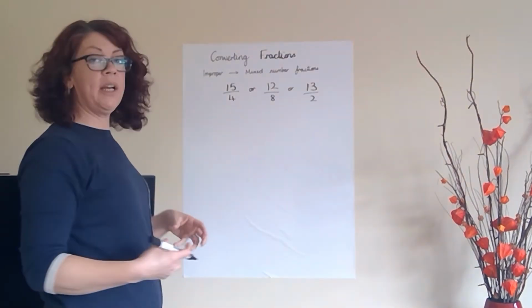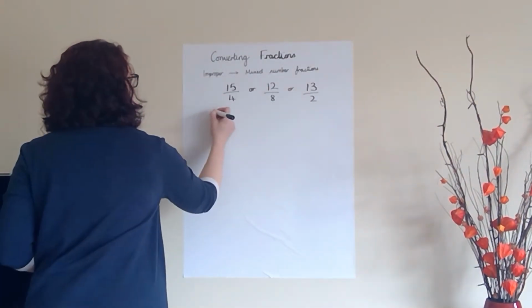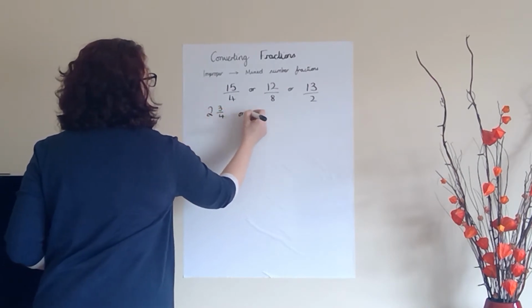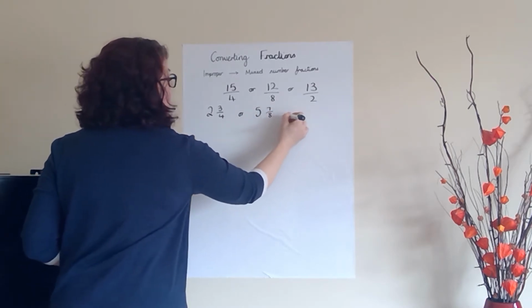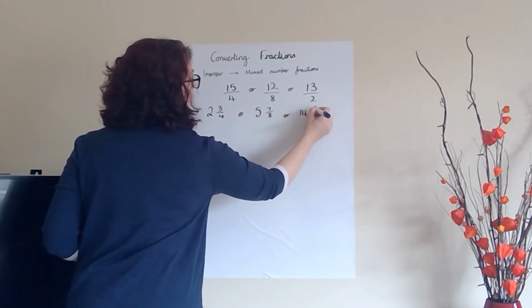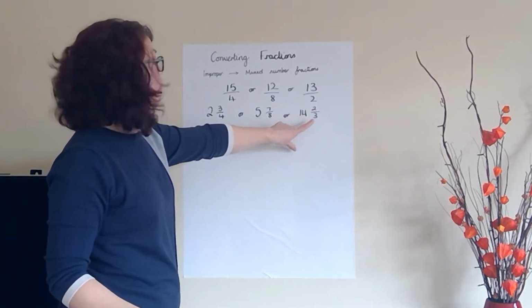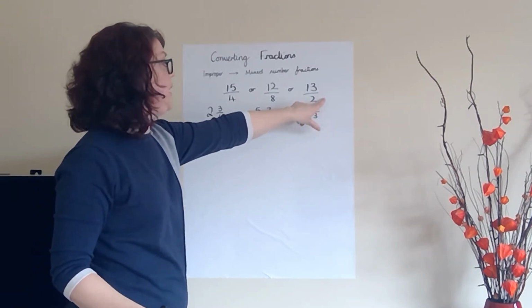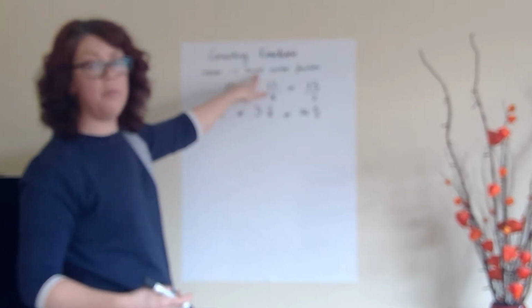A mixed number fraction is where we have wholes and then a fraction. So for instance, we might have 2 3/4, or 5 7/8, or even 14 2/3. So we have our whole number, and then we have our fraction as well. So these are mixed number fractions and these are improper fractions. The first thing we're going to look at is converting the improper fractions to the mixed number fractions.